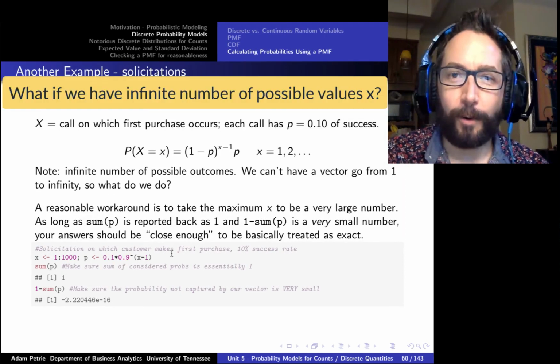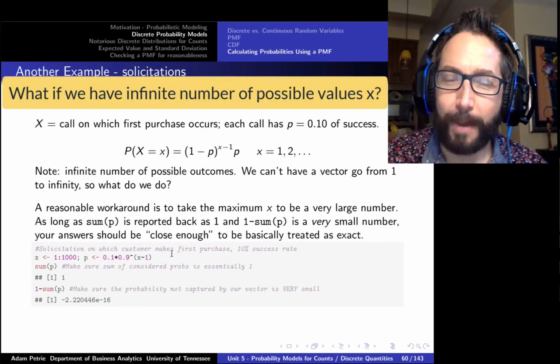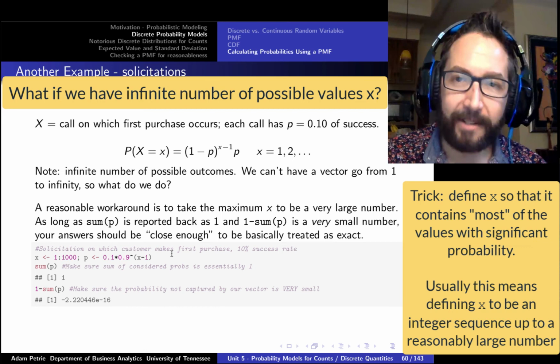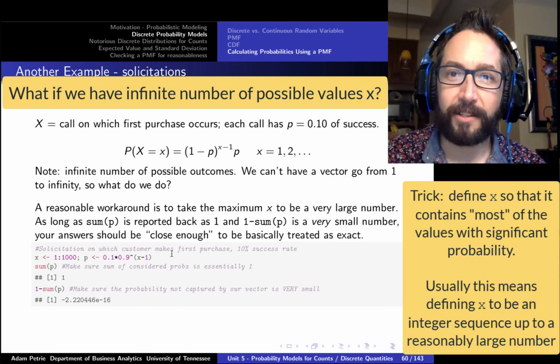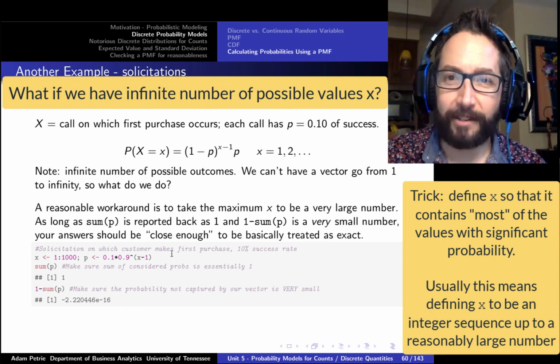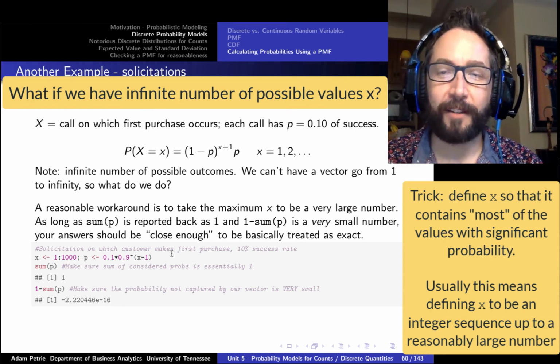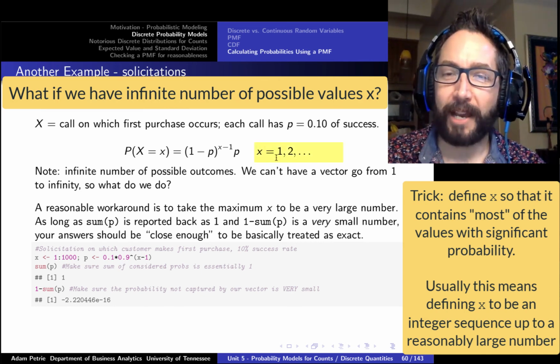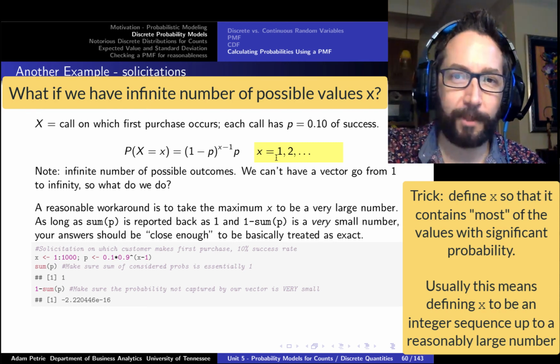Now what if, though, the possible values of x we might observe are infinite? We can't create infinite size vectors in R, so what's going to be our trick? Back to the telemarketer example, we're trying to study the call number on which that first successful sale occurs. Each call has a probability of 10% of success. Our PMF has the following equation. So infinite number of possible outcomes, x can be 1, 2, 3, 4, up to infinity.